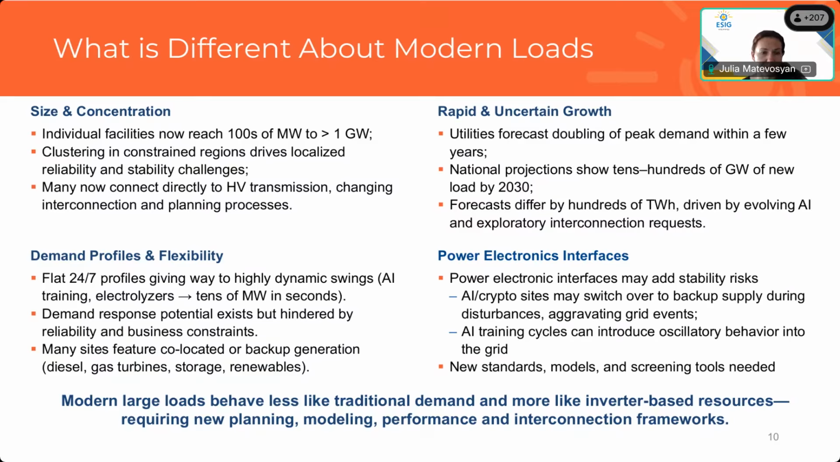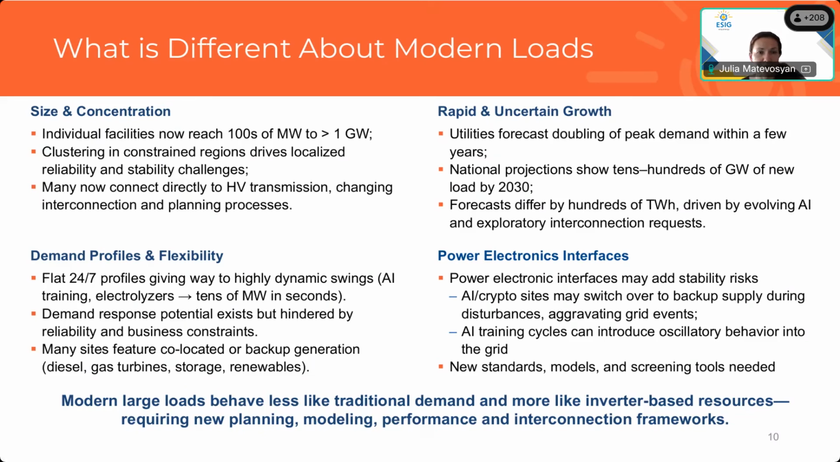You've seen the charts in the beginning of my presentation. Demand profiles are different from what we used to see before, where we had flat 24/7 profiles. Now we can see highly dynamic swings, especially AI training and electrolyzers, which can swing tens of megawatts or sometimes hundreds of megawatts in seconds. Demand response potential exists, but due to the business cases of the large loads, it's not necessarily easy to unlock.